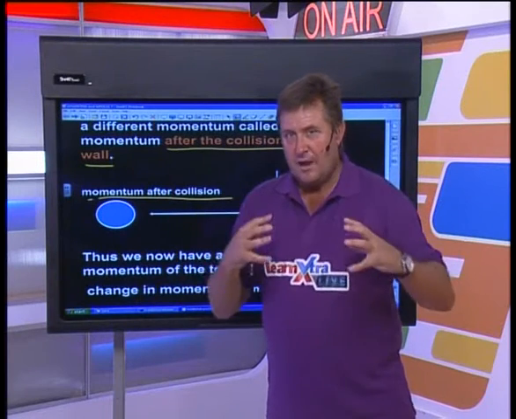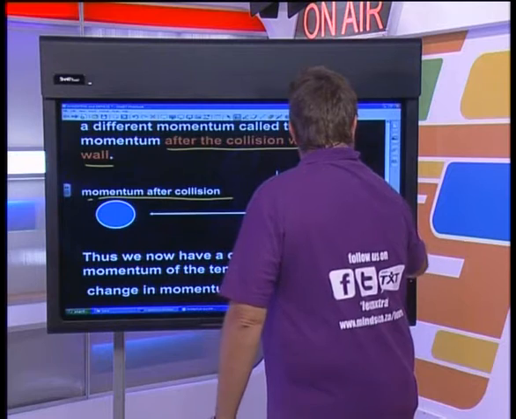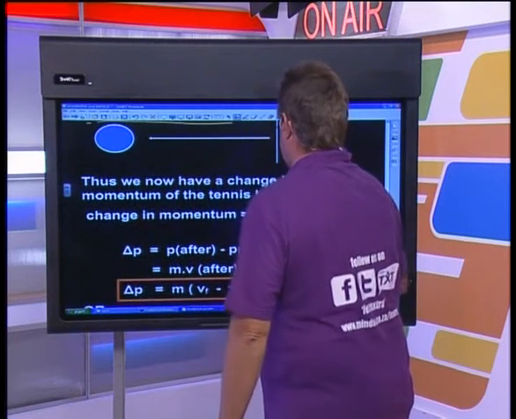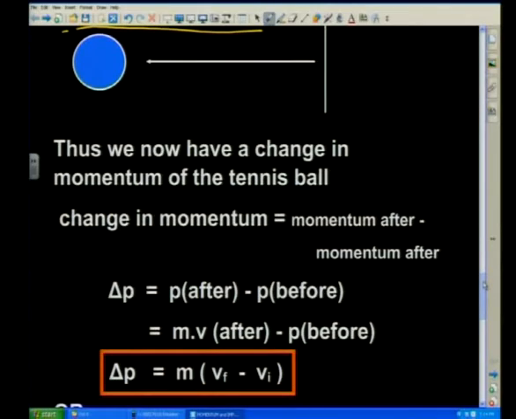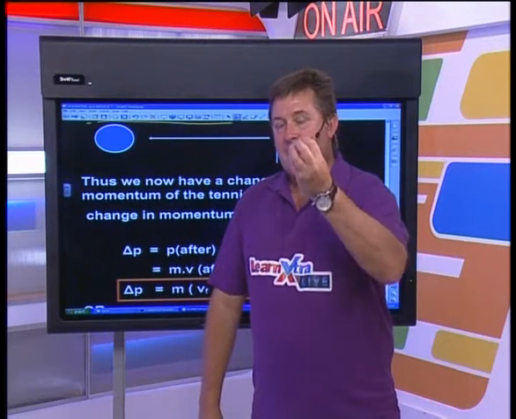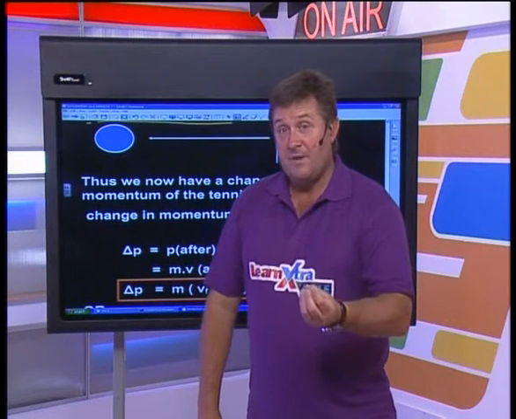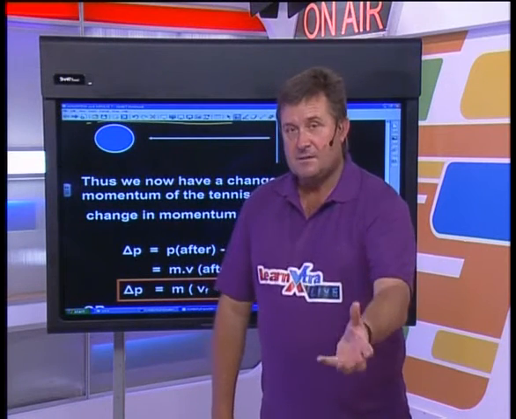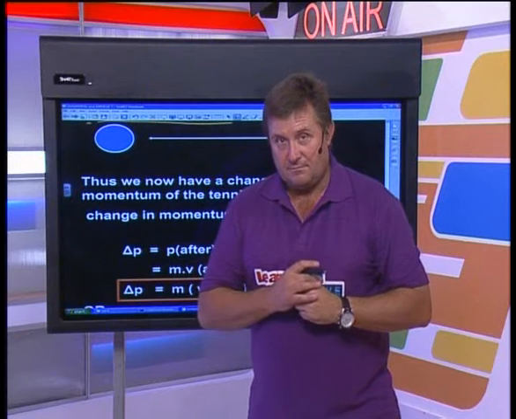So how do we tie this all up to do this calculation? Well, very simple. All we have to do is say, thus we have a change in momentum of the tennis ball, and the change in momentum is momentum after minus momentum before. There's a little typing error there, I'll just change it. So in other words, we always look at momentum after minus momentum before, or what a lot of people like to say, the final momentum minus the initial momentum.